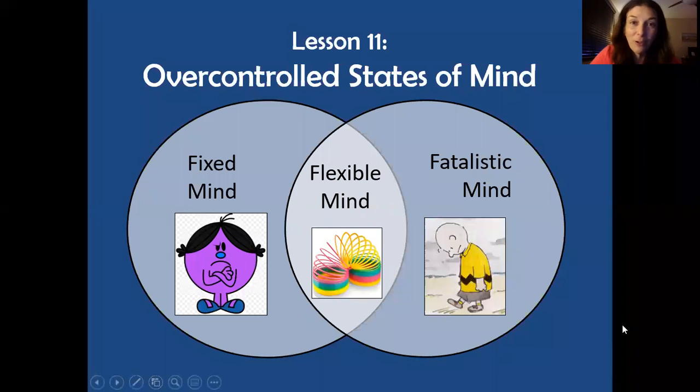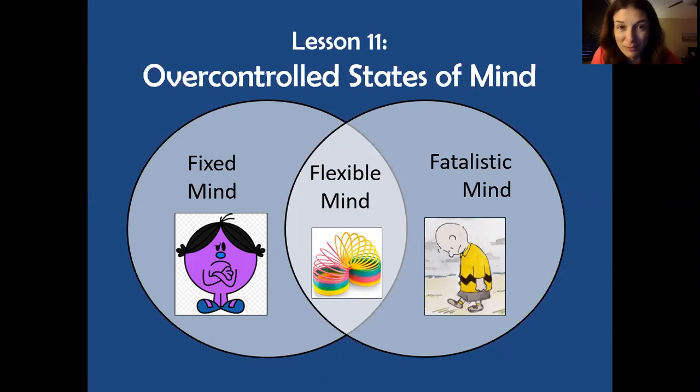If you've ever been in regular DBT, I'm sure you're familiar with this diagram, because in regular DBT, there's emotional mind, reasonable mind, and wise mind. So if you're just seeing this for the first time, it's probably going to blow your mind that there's the same diagram with different stuff in it. But this one has to do with over-controlled states of mind.